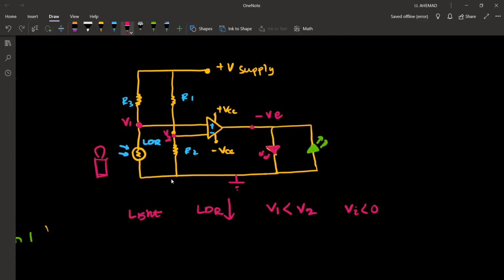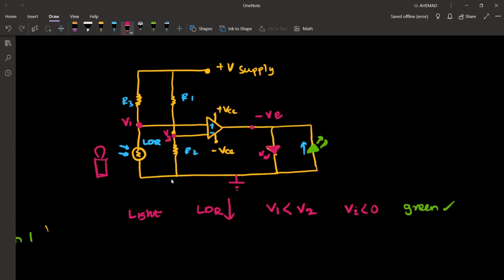Which one will light up? This is 0 volt, this is minus. Therefore, current can flow in the upward direction, but it cannot come down because this is negative. The current will try to go in this direction, but when it is reverse biased, the diode won't work. This is forward bias. Therefore, this LED will work. So here, when the light is on, we get the green LED lighting up.